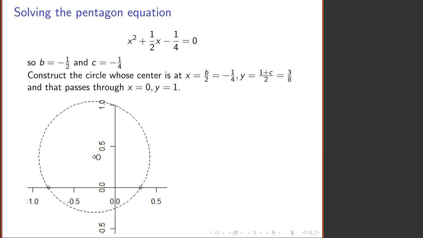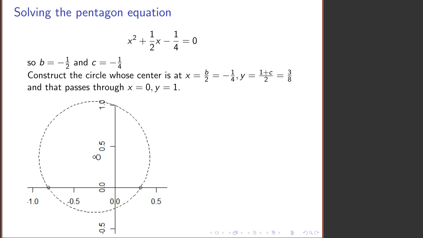So let's try this. The equation we need to solve is x squared plus 1/2 x minus 1/4 is 0. This is minus b, so b equals negative 1/2. This is c, so c equals negative 1/4. And the algebra I just did said we need to construct a circle whose center is at a value which is the average of the two roots. So since b is equal to negative 1/2, the center has to have x equals minus 1/4. Y, on the other hand, the y-coordinate of the center, we just figured out is 1 plus c over 2. Since c is negative 1/4, this is 3/4 over 2, or 3/8.